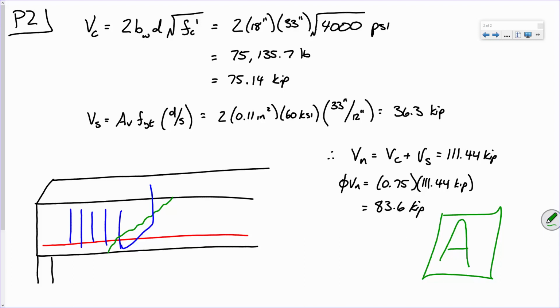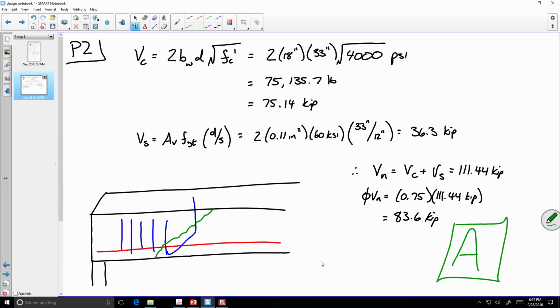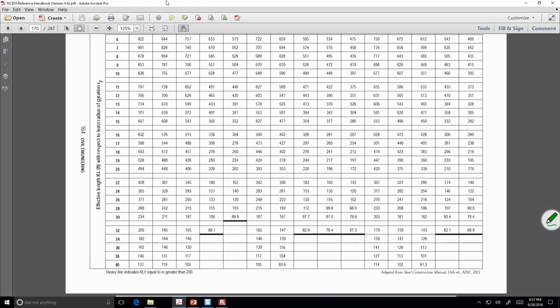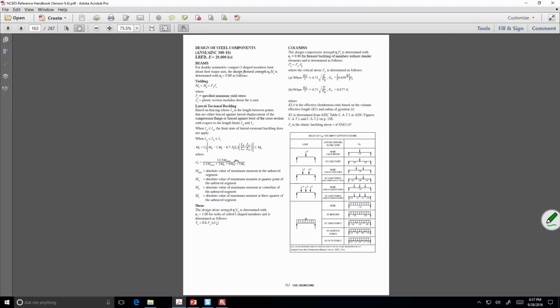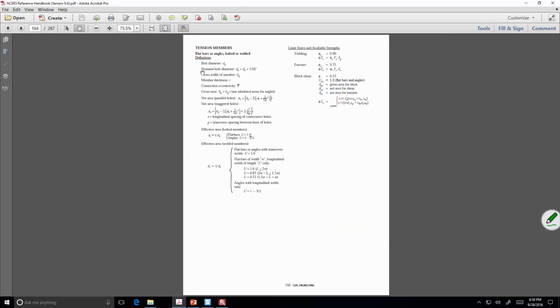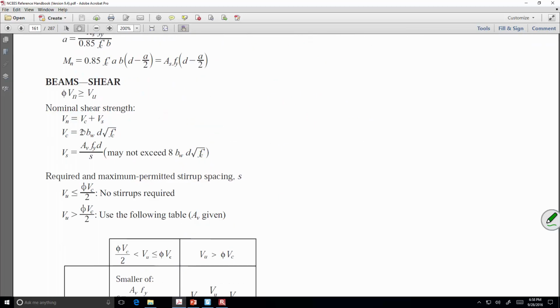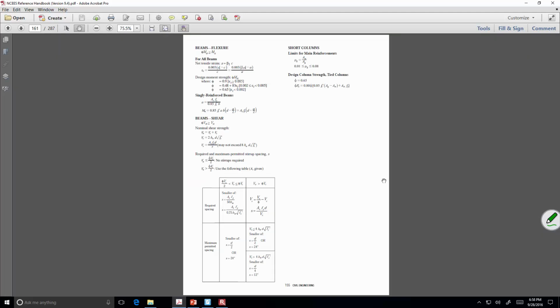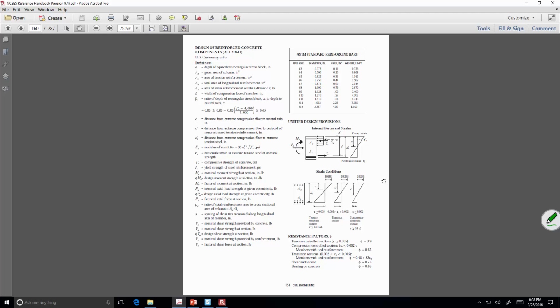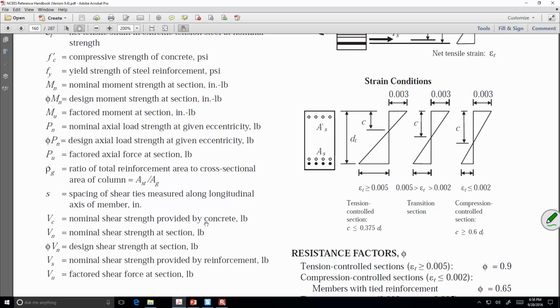Now, keep in mind, if you don't remember some of this stuff, like you go into this shear equation and you go, what the heck does S stand for? Go back to your handout. Remember, this is where we found that equation, V sub C, 2BWD squared to FC prime, V sub S, so on and so forth. If you don't remember what S is, look at the front page right here. It's a big notation list. Read S: spacing of shear ties measured along longitudinal axis of member. Right there. It even tells you what units to use.